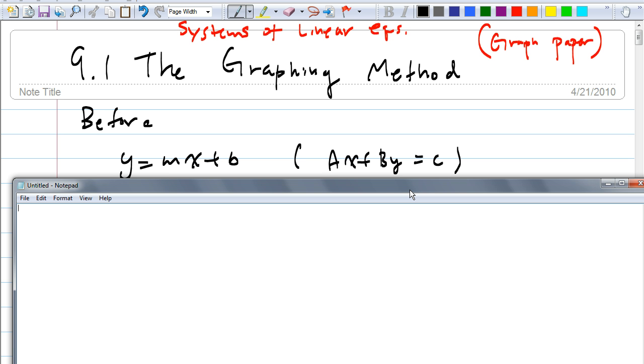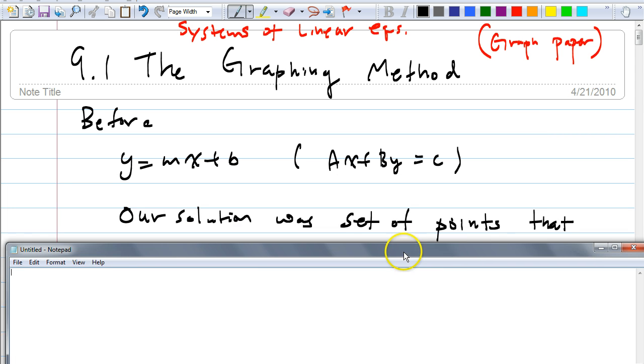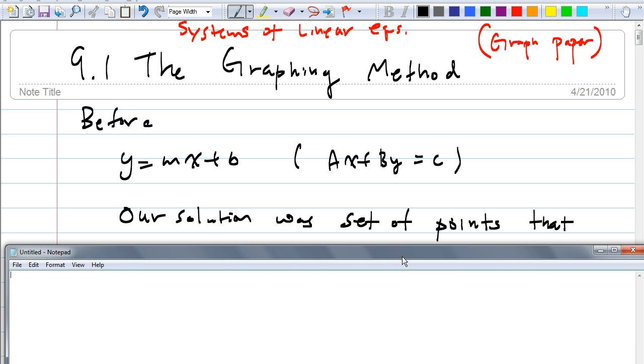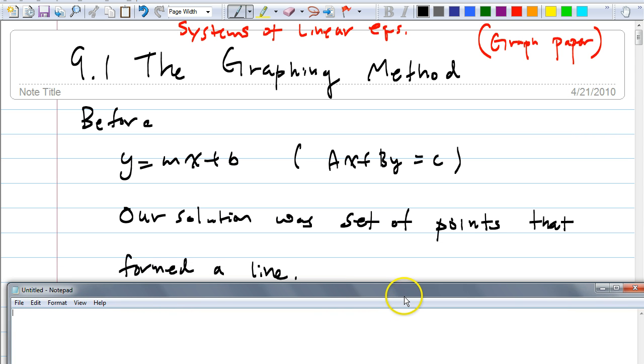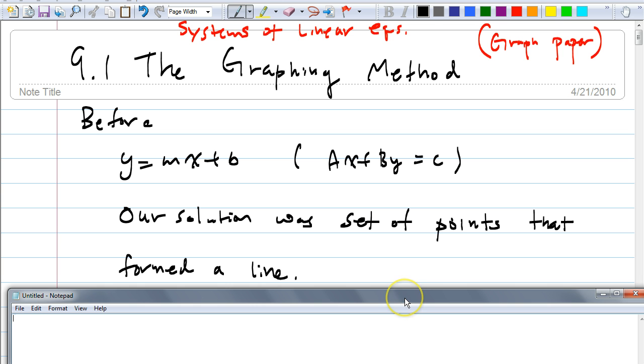If we're just talking about one line, that's easy. How many solutions does one line have? Infinitely many. And when you plot all those ordered pairs, what do you get? You get a line. That's why it's called a linear equation. So our solution was a set of points that form a line. Remember? That's what we just talked about.